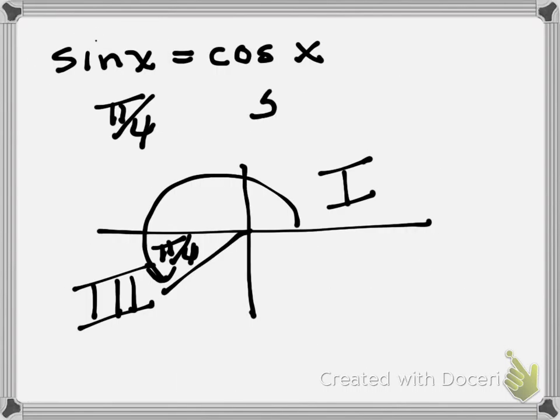We have 5 pi over 4. So the quadrants where the sine and cosine equal each other are both positive in the first. They're both negative in the third. So it would not only be pi over 4, but would also be 5 pi over 4.